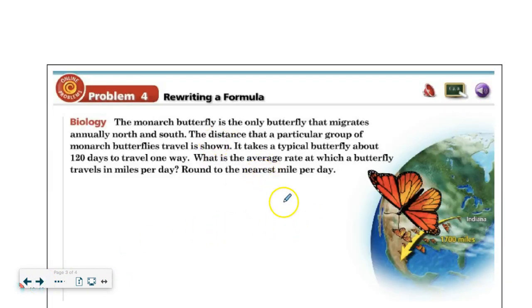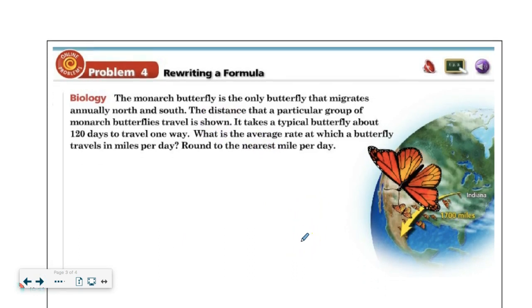It says rewriting a formula, and this is in the context of a word problem. The monarch butterfly is the only butterfly that migrates annually north and south. The distance that a particular group of monarch butterflies travel is shown. It says group travels, it should say travels. Stickler for grammar. It takes a typical butterfly about 120 days to travel one way. What is the average rate at which a butterfly travels in miles per day?